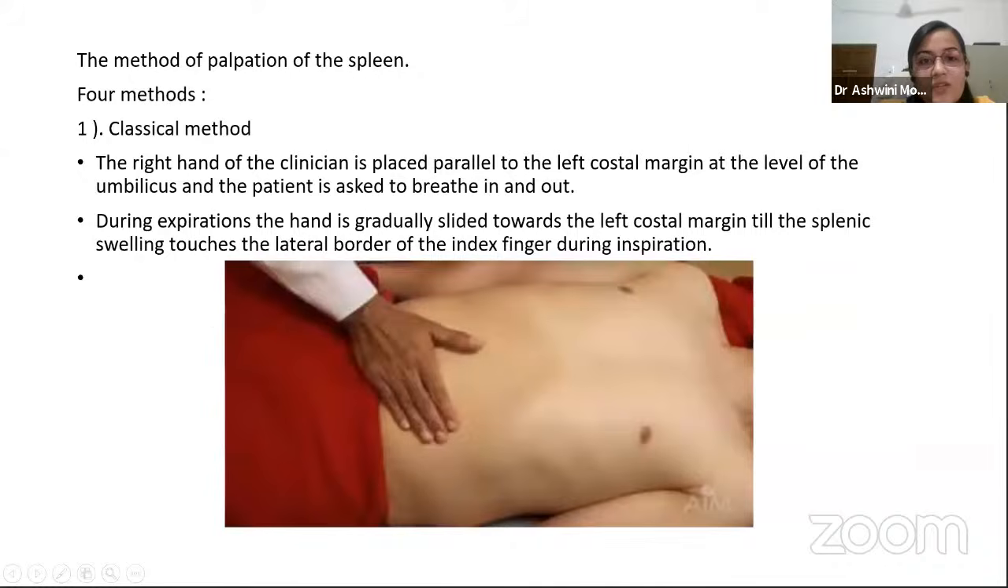Here I have shown the picture: a flat hand is kept near the umbilicus. Going towards the left costal margin, we will move in this manner and keep our hand like this. So on the index finger, we can palpate the enlarged spleen. This is the classical method. As we palpated the liver going from the RIF to the right costal margin, in this we are going from the umbilicus or RIF to the left costal margin.